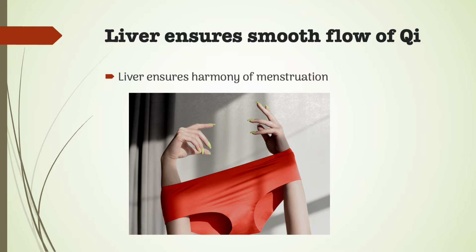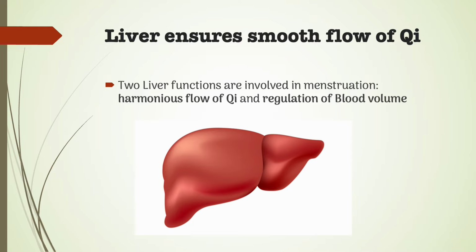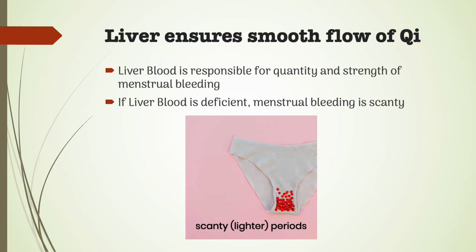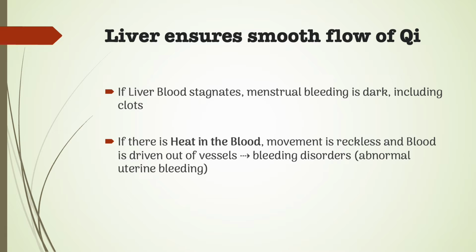The liver ensures harmony of menstruation. Two liver functions are involved in menstruation: harmonious flow of qi and regulation of blood volume. Liver blood is responsible for the quantity and strength of menstrual bleeding. If liver blood is deficient, menstrual bleeding is scanty. If liver blood stagnates, menstrual bleeding is dark, including clots. If there is heat in the blood, movement is reckless and blood is driven out of the vessels, leading to bleeding disorders like abnormal uterine bleeding.